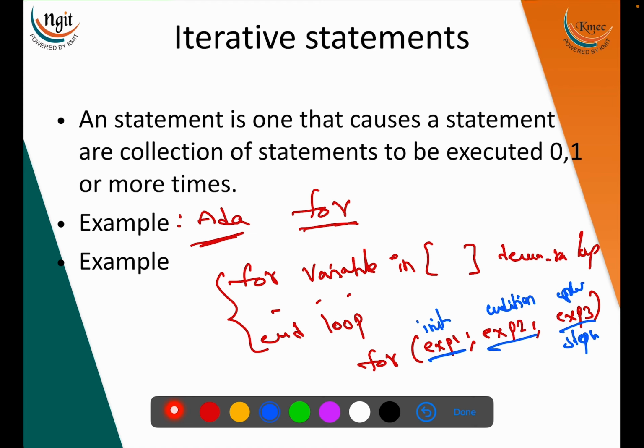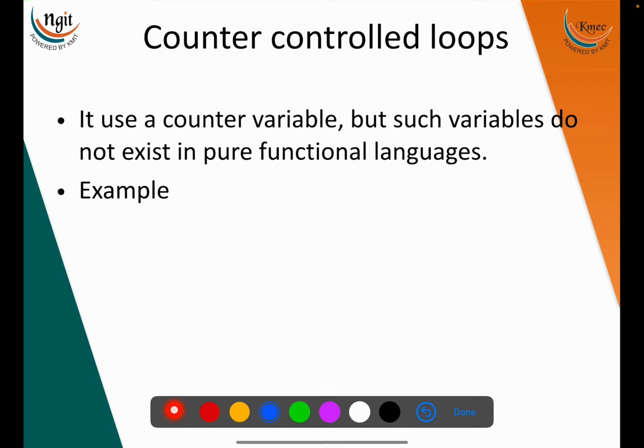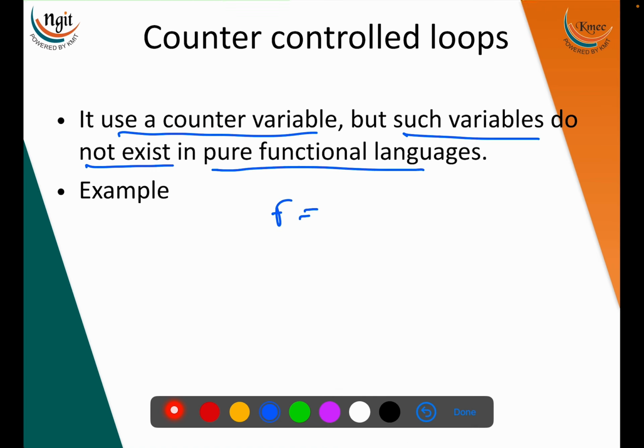The iterative statement is different from language to language, as I have specified. Basically iterative statements are of two kinds: counter controlled loops and logic based loops. Counter controlled loops use a counter variable, but such variables do not exist in pure functional languages. So let's take the example of F sharp. Now in F sharp, we'll use the for loop in this way.